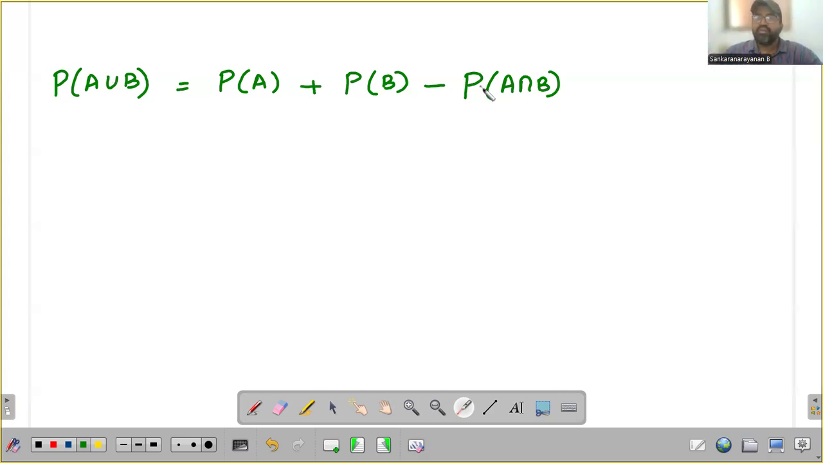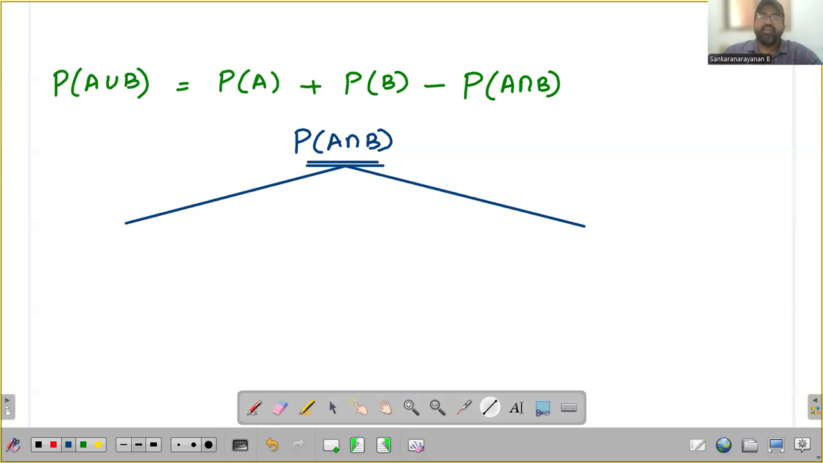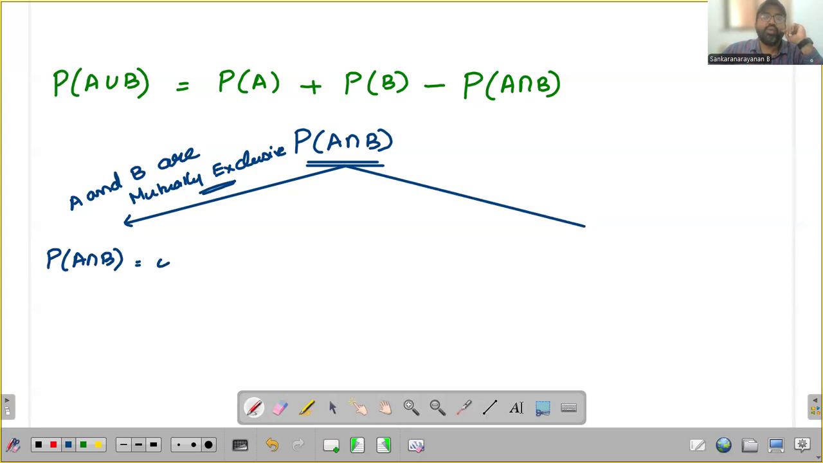And here, this P of A intersection B, recall, there are two instances. Listen carefully. There are two situations there. Sometimes the events A and B will be mutually exclusive. Mutually exclusive means the happening of A will prevent the happening of B, and the happening of B will prevent the happening of A. So if A and B are mutually exclusive, please understand P of A intersection B will be equal to 0. For example, the tossing of a coin.